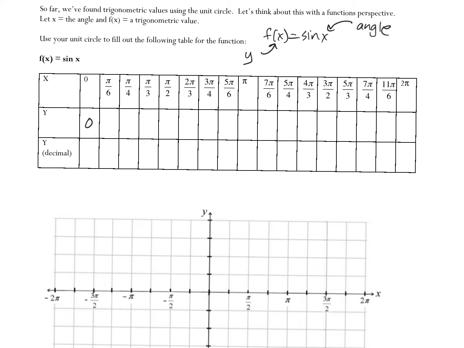0. What's the y-coordinate at pi over 6 radians? 1/2. Is everybody with me? What's the y-coordinate at pi over 4 radians? Radical 3/2. Are you sure? Wait, radical 2/2. What's the y-coordinate at pi over 3 radians? Radical 3/2.